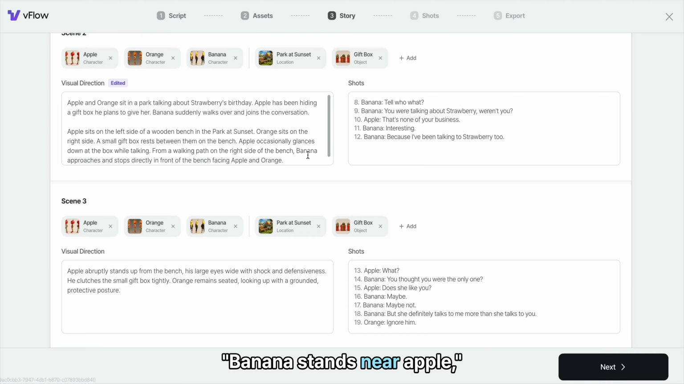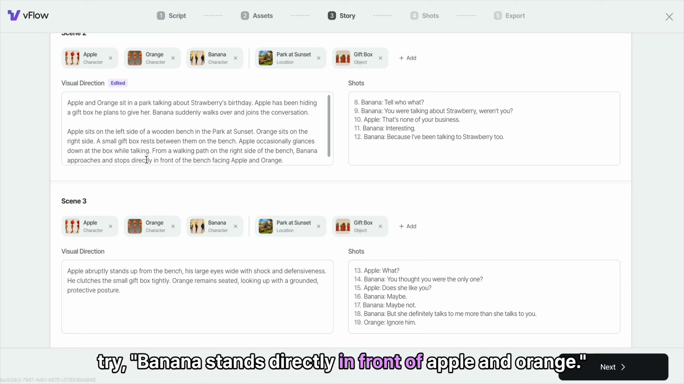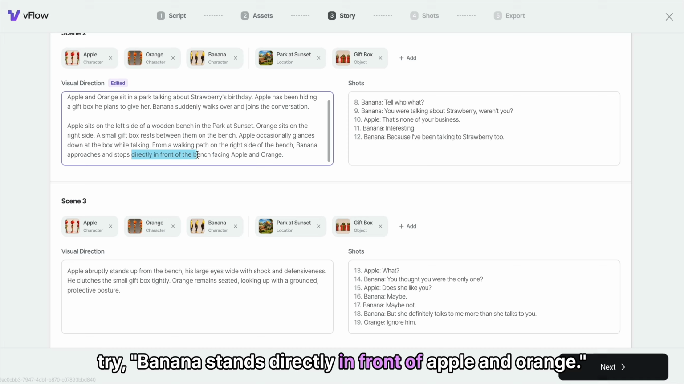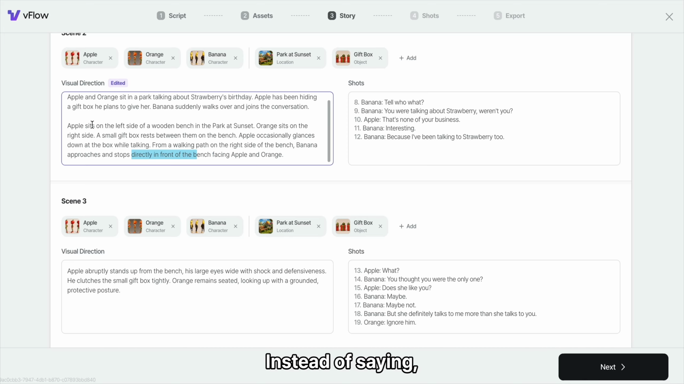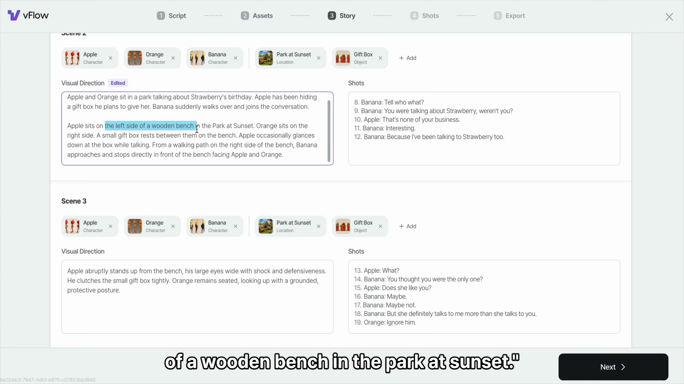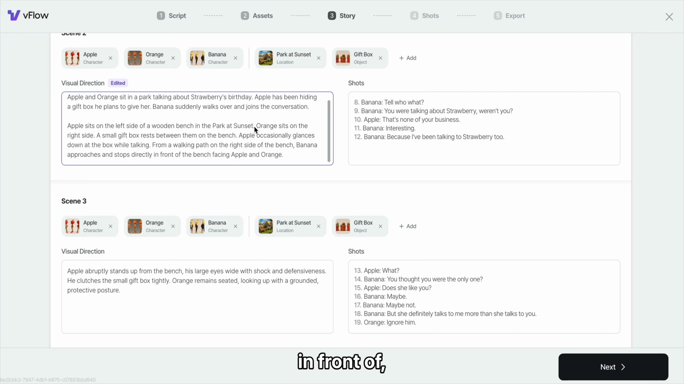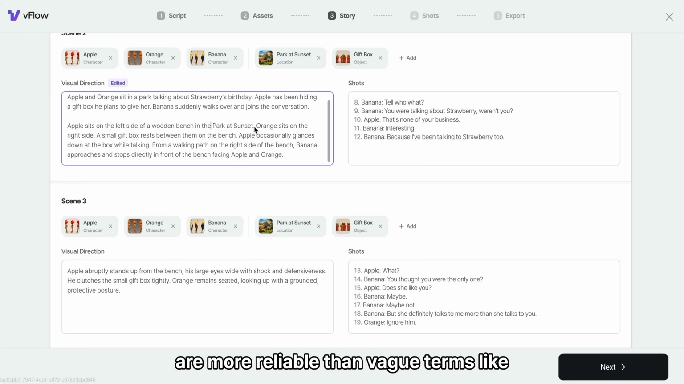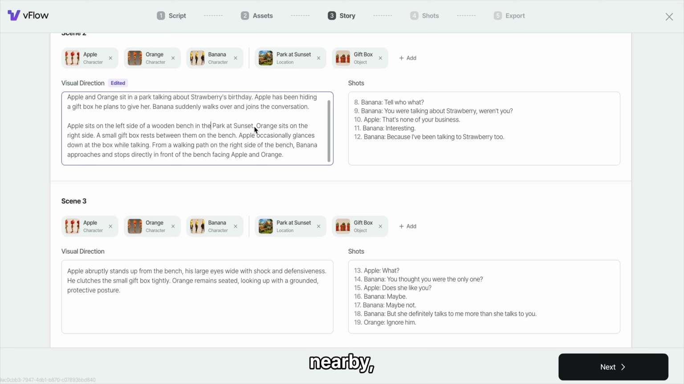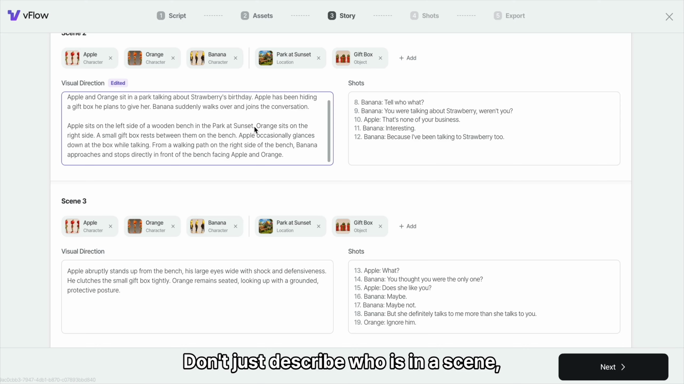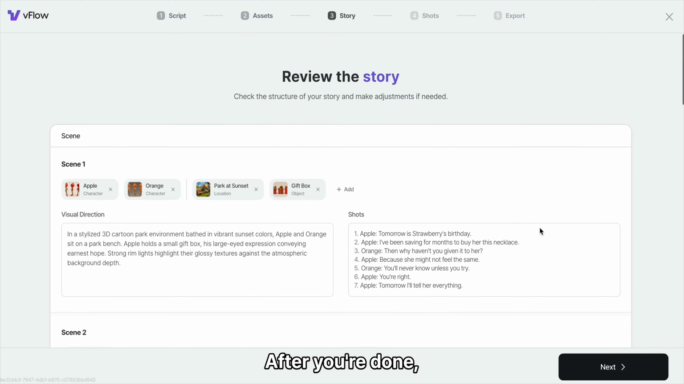Instead of Banana stands near Apple, try Banana stands directly in front of Apple and Orange. Instead of saying Apple sits next to Orange, say Apple sits on the left side of a wooden bench in the park at sunset. Words like left of, right of, in front of, behind, and between are more reliable than vague terms like near, nearby, or next to. Don't just describe who is in the scene, describe where everything is. After you're done, click Next.